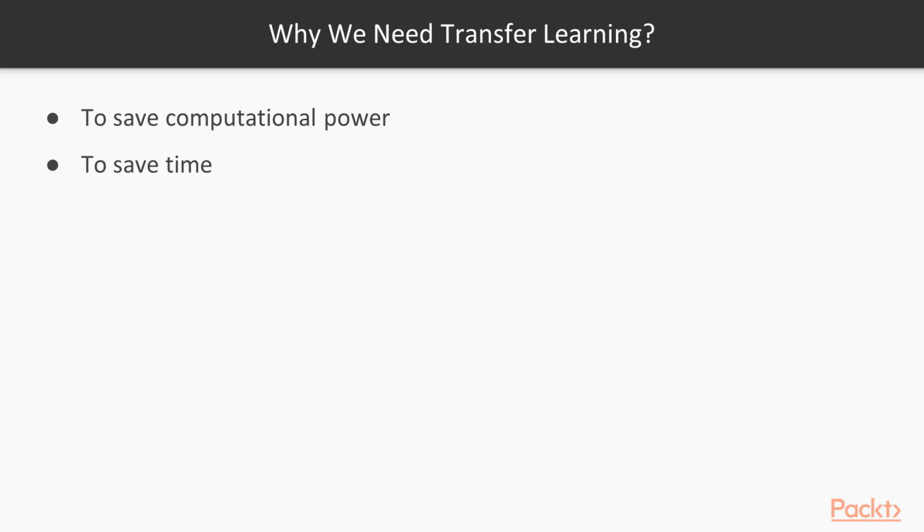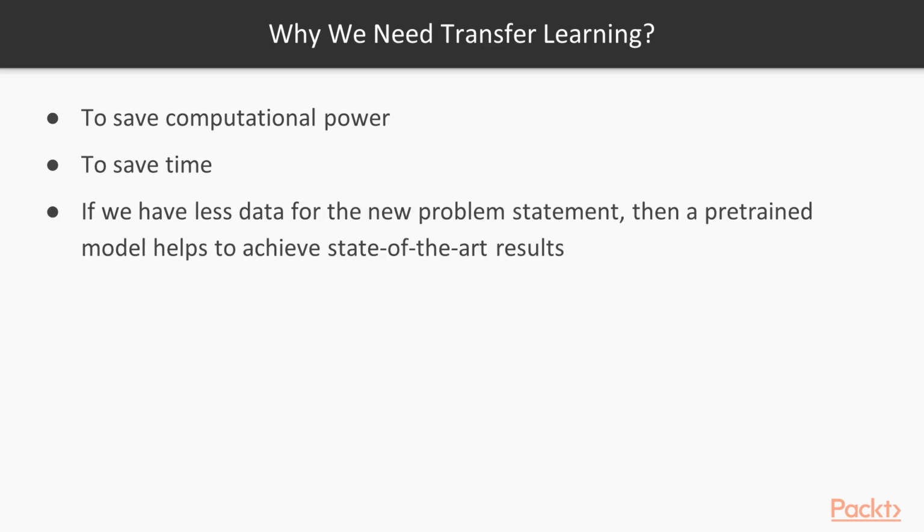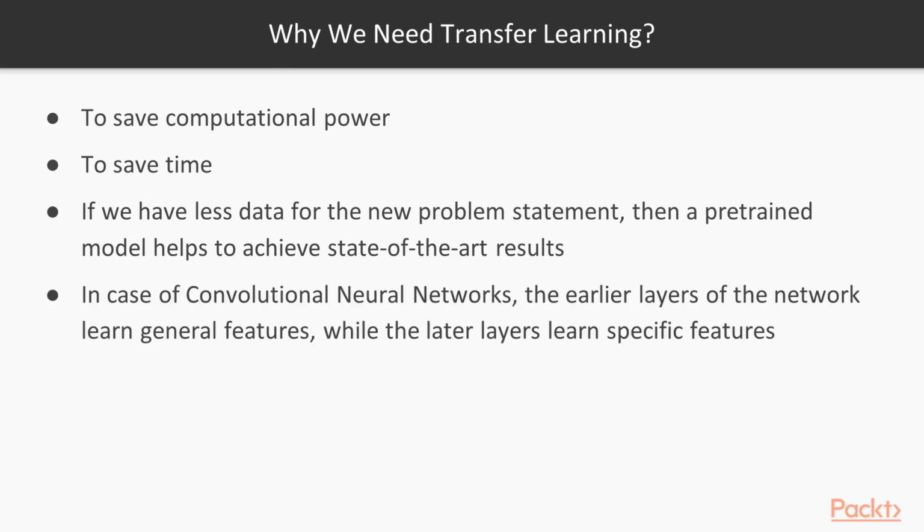So what you want to do is reuse some of the weights of the previous network in your new network. If you have less data for a new problem statement, then a pre-trained model helps to achieve state-of-the-art results. Like in section 3, we talked about convolutional neural networks in which the earlier layers of the network learn general features, while the later layers learn the specific features. Similarly, you don't have to extract the general features in every problem statement. What you can do is have a pre-trained neural network which is capable of learning general features, and you transfer those weights to the new network.